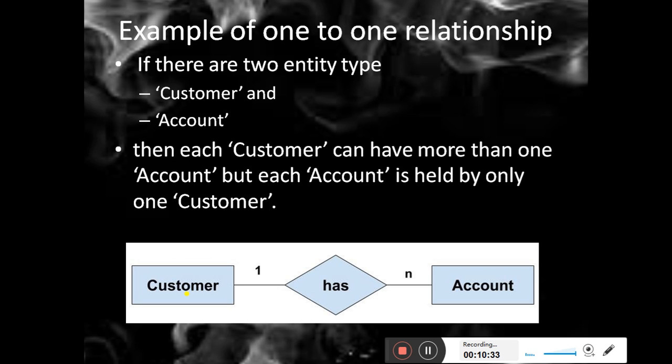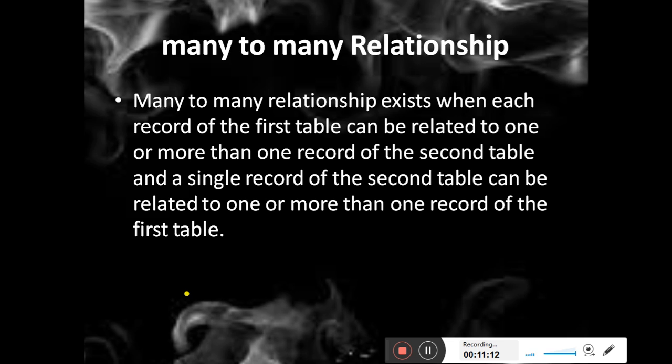Correct? And a one-to-many relationship can also be said as many-to-one relationship depending upon the way we view it. For example, if there are two entity types, meaning two tables, customer and account, then each customer can have more than one account. Correct? Each customer may have more than one account, but each account is held by only one customer. This is one-to-many relationship, and vice versa, many accounts are held by only one customer. So this is many-to-one relationship.